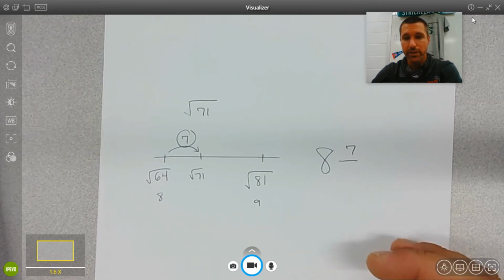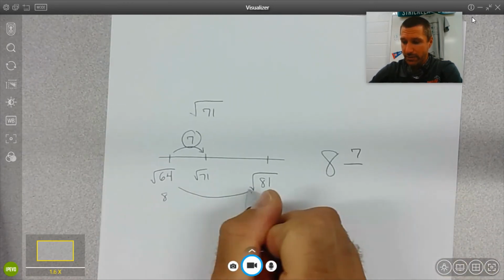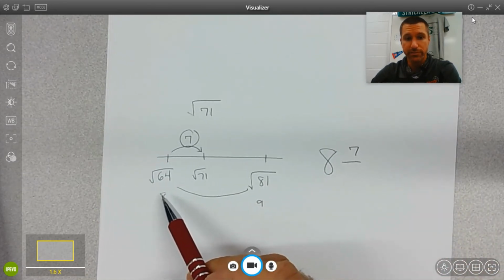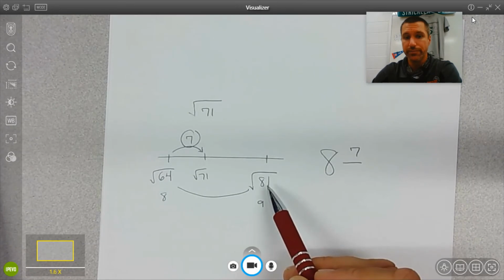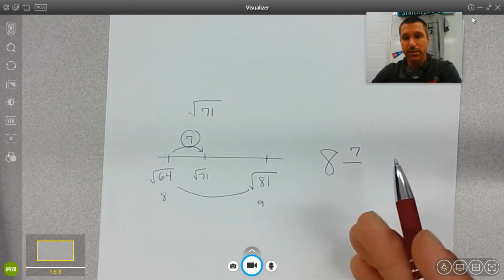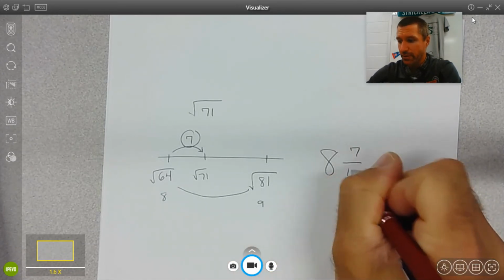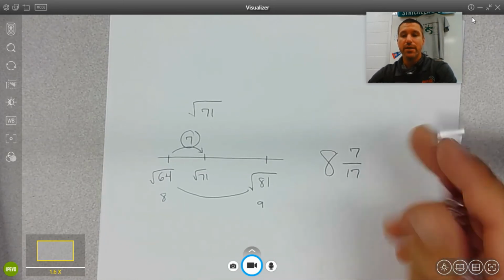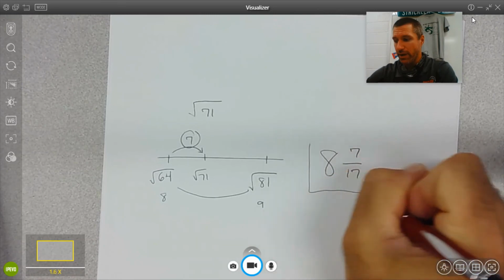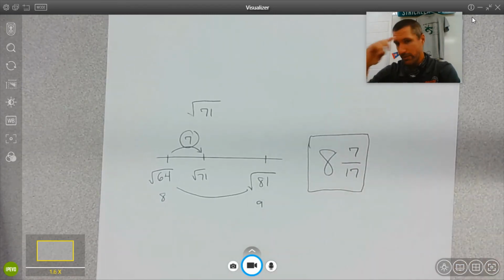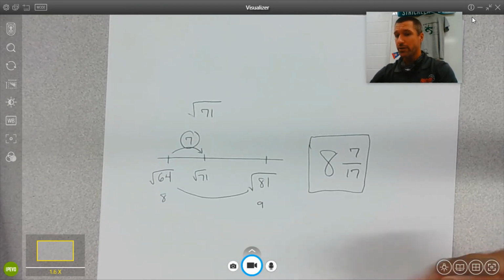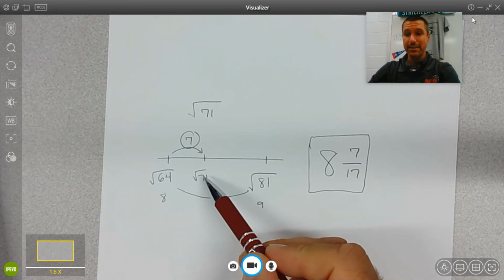The other number that you need is the distance overall that you could have traveled in between the two perfect squares, from 64 all the way over to 81. So 64 to 80 is 16, plus one more is 17. You could have gone a distance of 17. You traveled 7 of those units. This is what we call a rational approximation, because see how it's a fraction now? Something that's really close to this crazy number.